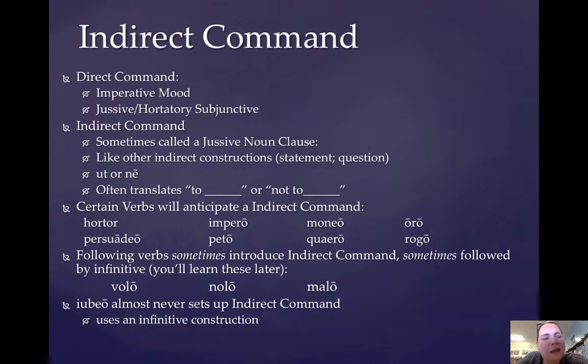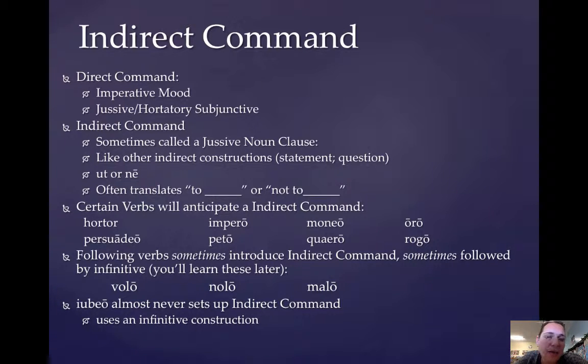The following verbs sometimes introduce indirect commands. Sometimes they actually set up an infinitive. And nolo, at least you know that it means I am not willing or I am unwilling, because you know the imperative form of it, noli, nolite, which sets up a negative command.